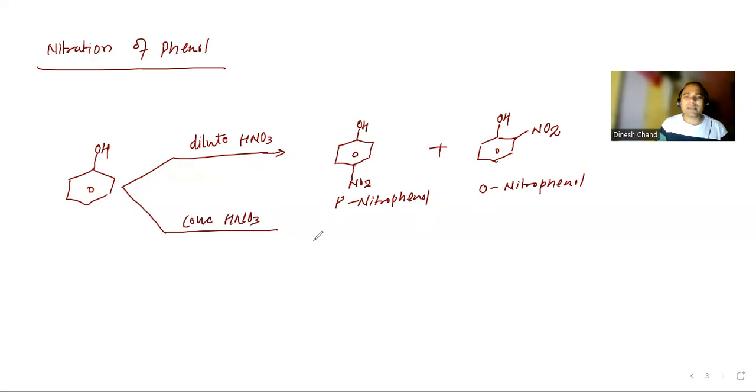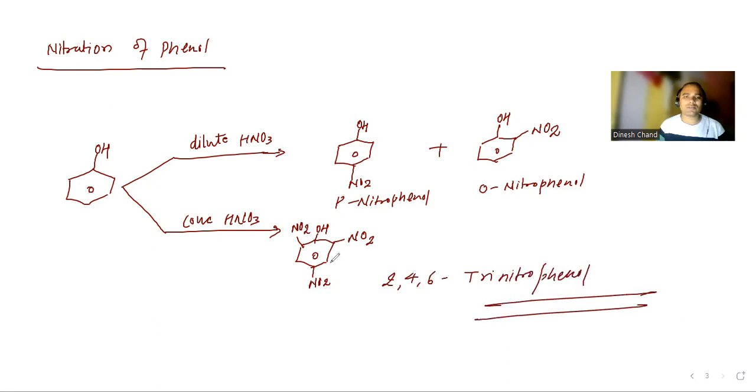So it will give a tri-substituted product, which means the nitro group is going to be at three positions. Here is OH, this is the NO2 group, here you can find again NO2, and on this side again NO2. So it is 2, 4, 6-trinitrophenol. If you are treating with concentrated nitric acid, it will give the nitrate ion, the electrophile, in large quantity. So it will give the trinitrophenol.